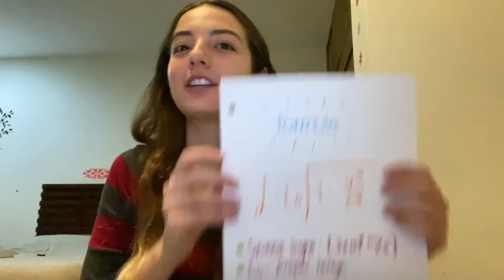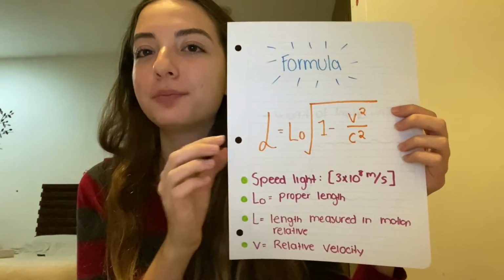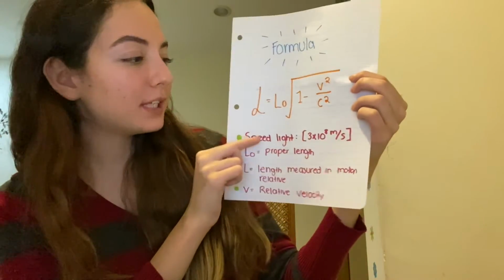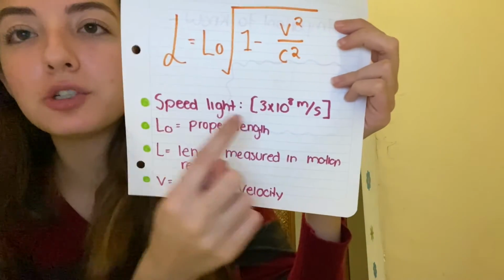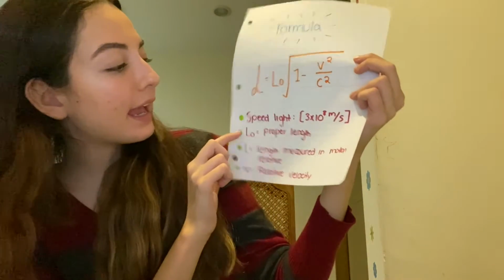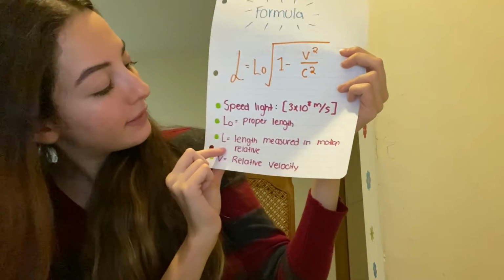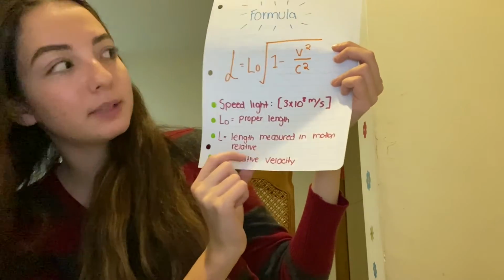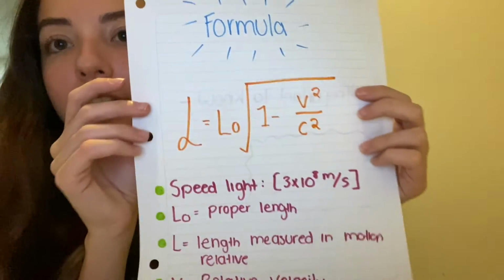So we're going to start with the formula for this problem. The formula is actually really simple. We have the speed of light, which has a special value, L proper length, L the length measured in motion, and v is the relative velocity.